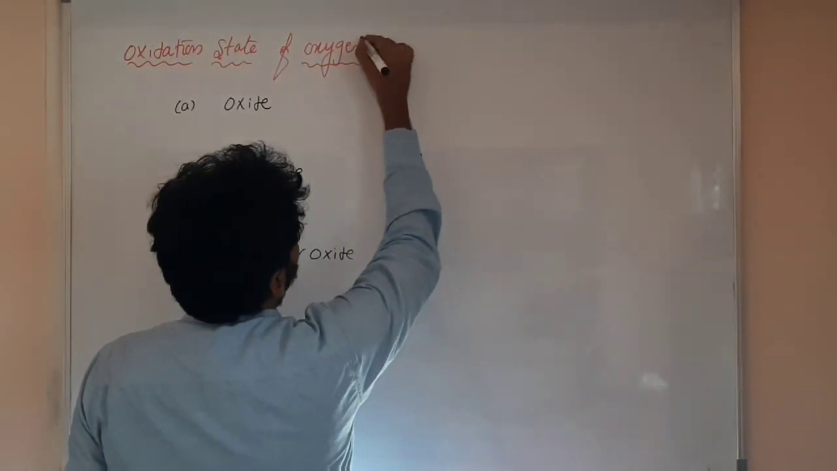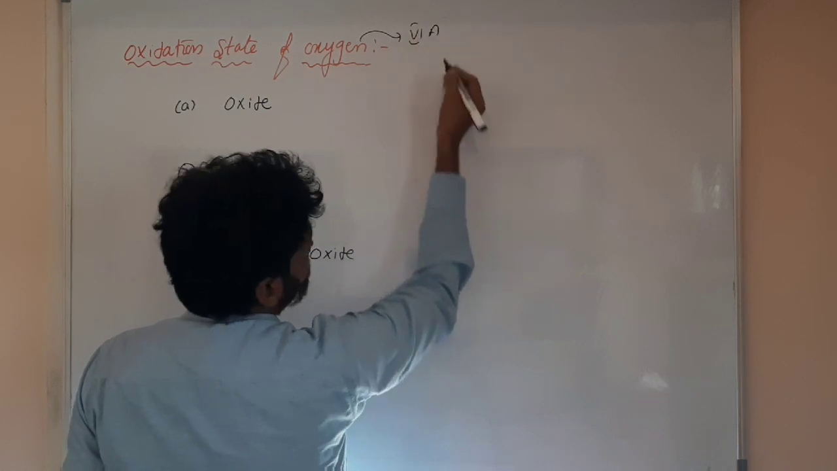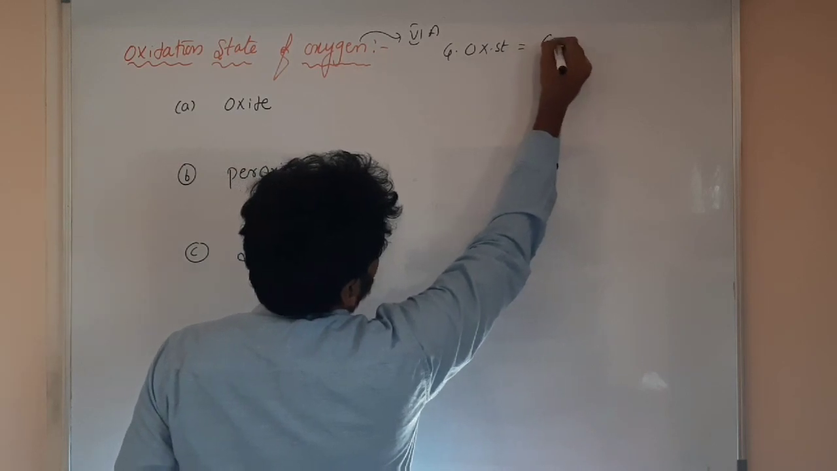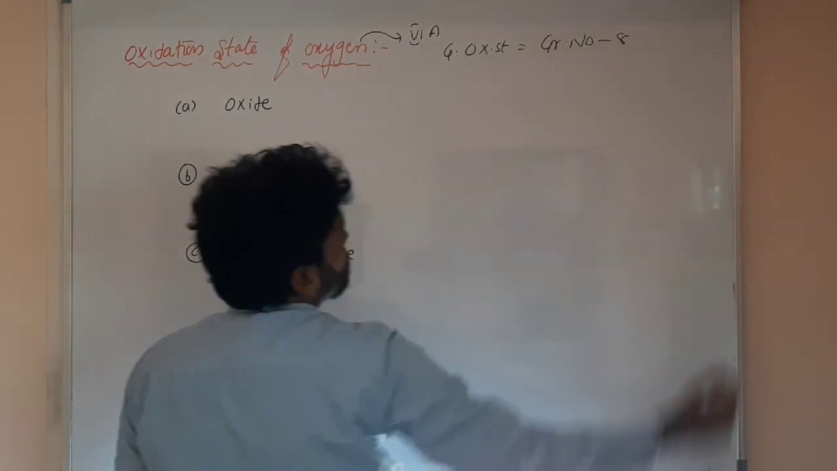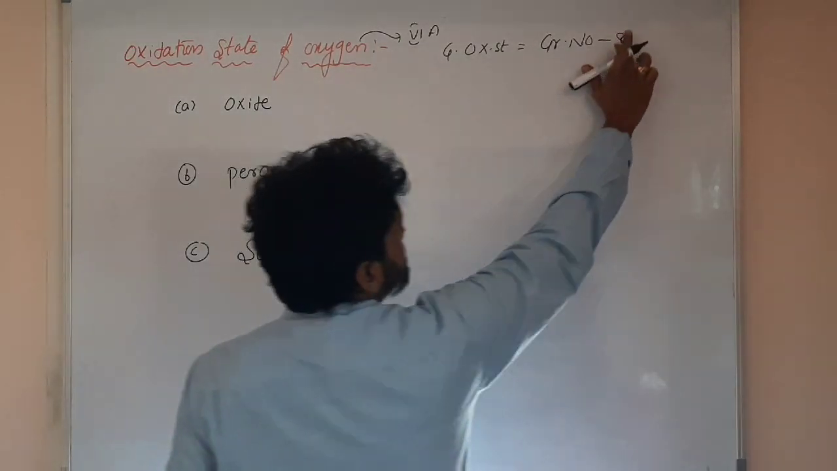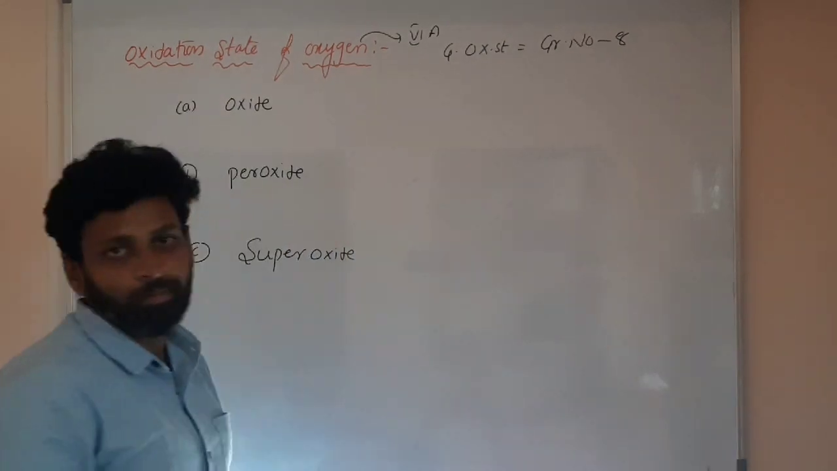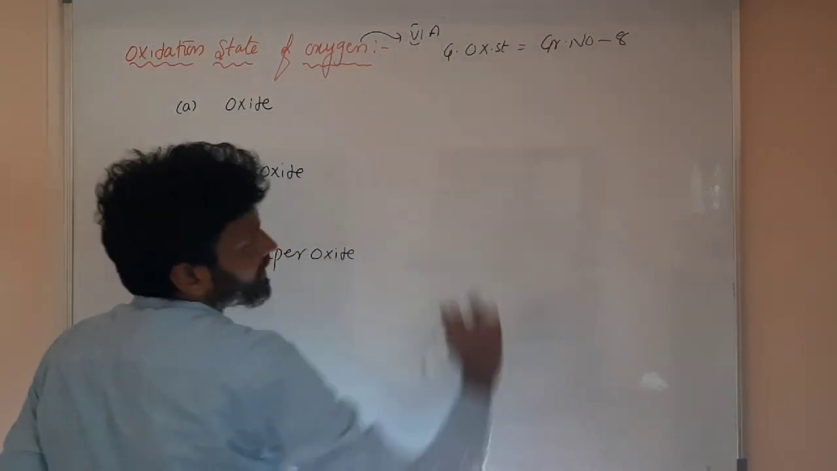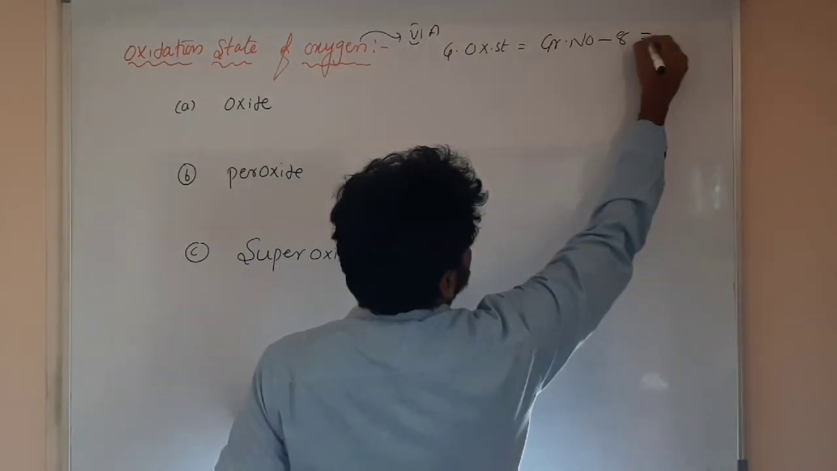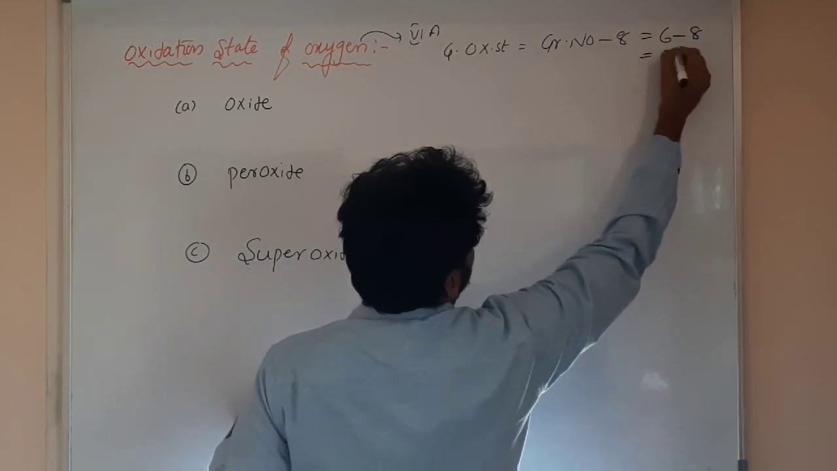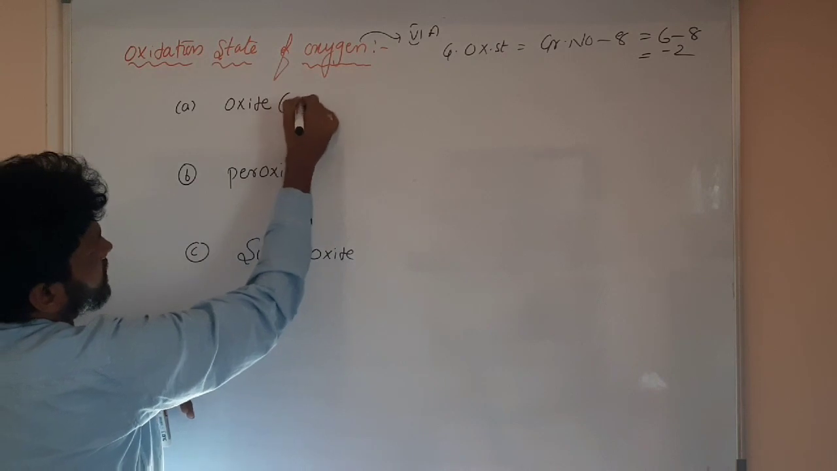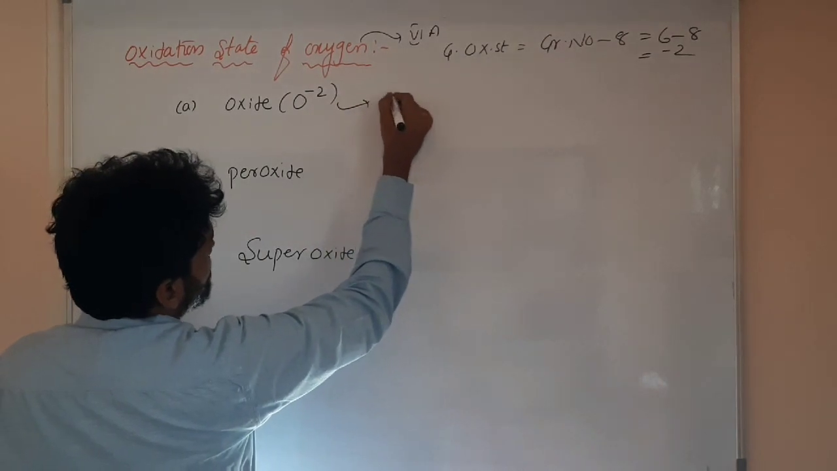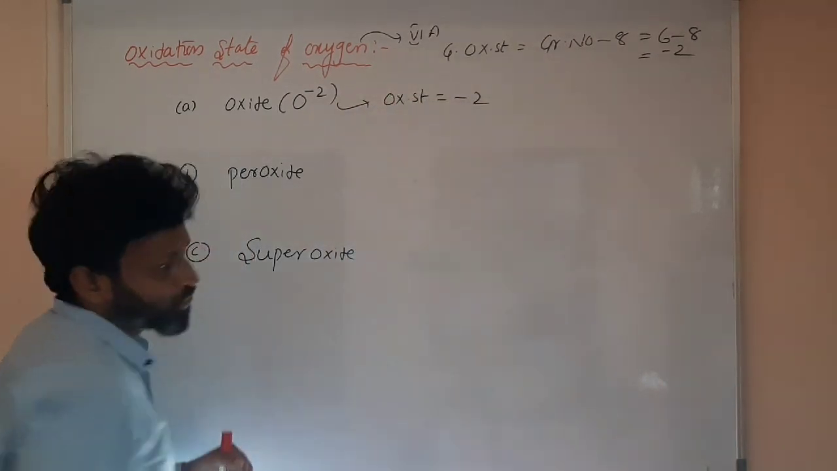As I said previously, oxygen is in group 6A. So what is the general oxidation state? The general oxidation state is group number minus 8. This everybody knows, right? In oxides, oxygen exhibits this group number minus 8 oxidation state. That means 6 minus 8, that means -2. So in oxides, we represent oxygen as O-2. In oxides, the oxygen oxidation state is -2.